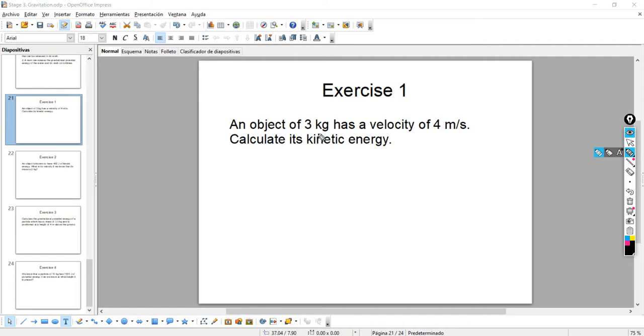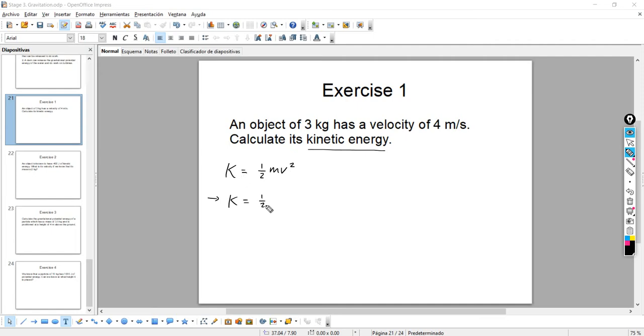An object of 3 kilograms has a velocity of 4 meters per second. Calculate its kinetic energy. Okay, so basically I need to know what kinetic energy is, and that's defined as 1/2 times the mass times the velocity squared. And then basically all I need to do next is substitute these two values. If I know the mass and the velocity of an object, I can calculate its kinetic energy.